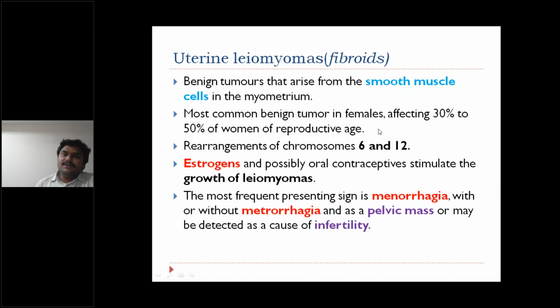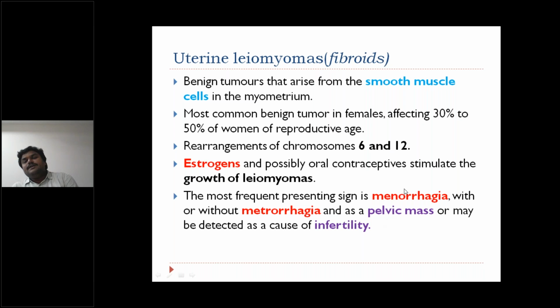Next are uterine leiomyomas, otherwise called fibroids. These are benign tumors that arise from the smooth muscle cells in the myometrium. They are the most common benign tumor in females, affecting 30 to 50% of women in the fibroid phase. Here the rearrangements occur in chromosomes 6 and 12. Estrogens and possibly oral contraceptives stimulate the growth of leiomyomas. The most frequent presenting sign is menorrhagia, and a pelvic mass may be detected, or it may present as a cause of infertility.